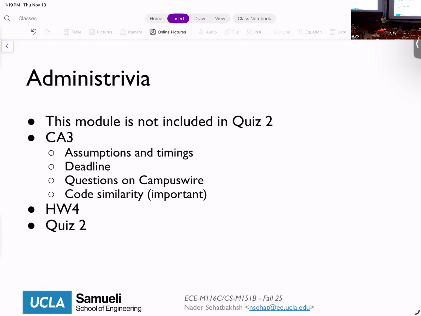I will also mark them as redundant if I see that they're the same, and ask you to repeat your questions as a follow-up question to the previous ones. Also, please answer each other's questions. For those of you who are already far ahead in the CA3, you can contribute. And I remind you that there are bonus points for those people who are active on CampusWire, right? So you could get points for being active on CampusWire.